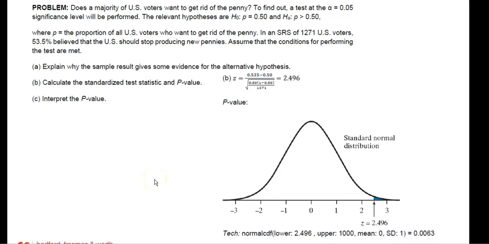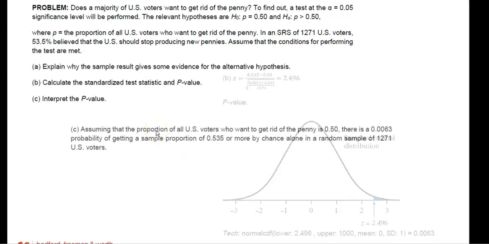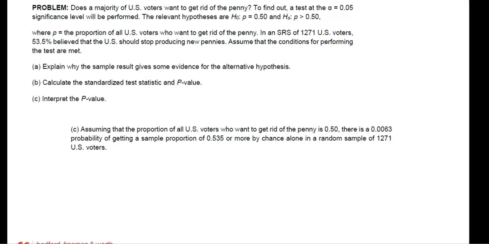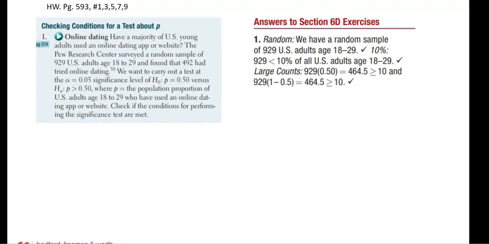So that is that, and then interpret the p-value. So assuming that the null is true, that 50% of folks really do want to get rid of the penny, the chance of getting a result of 53.5% or greater is very small, way less than 5%, 0.0063. Let's see what it says. There's a 0.0063 probability of getting a sample proportion of that or more by chance, assuming that 50% of the population wants to get rid of it. That's your lesson for today.